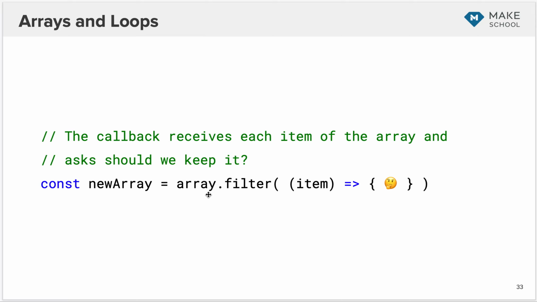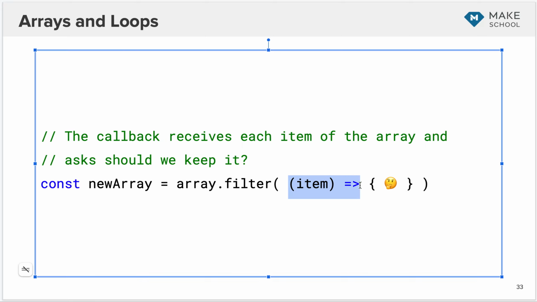So here, I've written out the callback function, right? So the callback function is going to take one of the items from the array. So this item right here is one of the items from the array, and filter is going to loop over each item in the array and call the callback once for each item and pass that item in, okay? What happens inside the filter function is up to you, and I put this thinking emoji here because what happens is the filter function, the callback here, decides whether to keep the item or not.